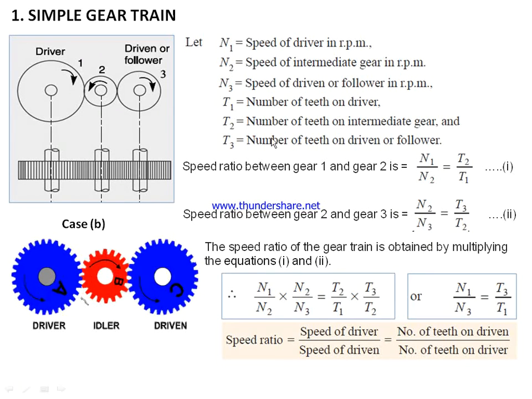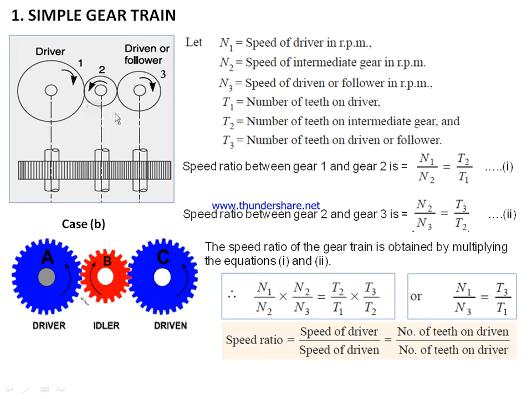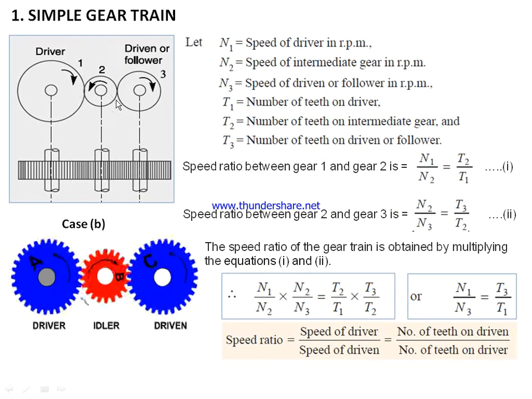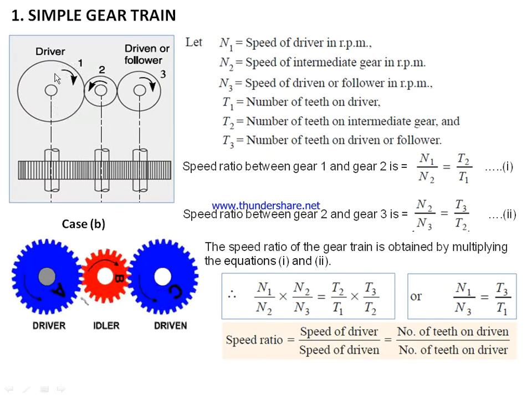Now the velocity ratio for a simple gear train when an intermediate gear is used. As usual, let N1, N2, N3 be the speed of the driver wheel, intermediate gear and the driven wheel, and also T1, T2, T3 be the number of teeth on the driver, intermediate gear and the driven. Now, the speed ratio between gear 1 and 2. Gear 1 is the driver, 2 is the driven when you take these two together. So hence, the ratio of N1 by N2 equals T2 by T1.